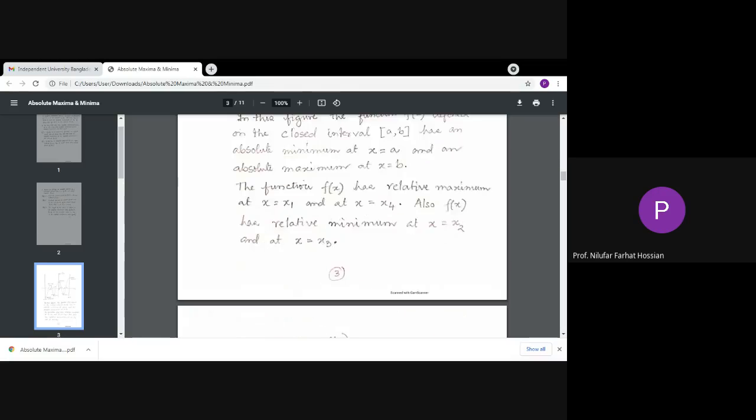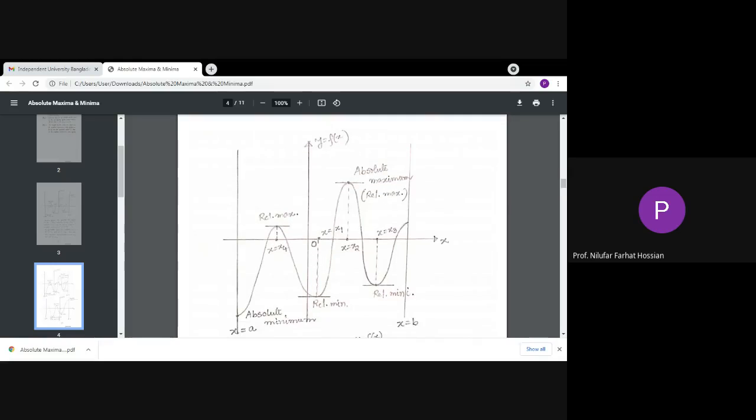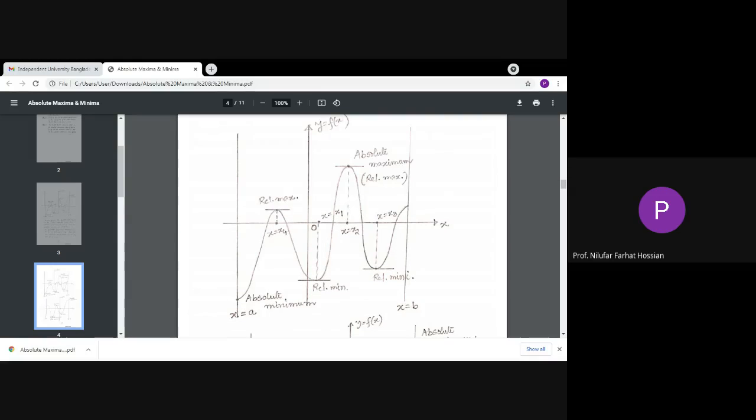Okay, let us take another figure. Look into this figure, this graph. This is again the graph of the function y equal to f(x). At this point, relative maximum; at this point, relative minimum; at this point, absolute. Actually, this point will give you relative maximum as well as absolute maximum. Here, relative minimum.